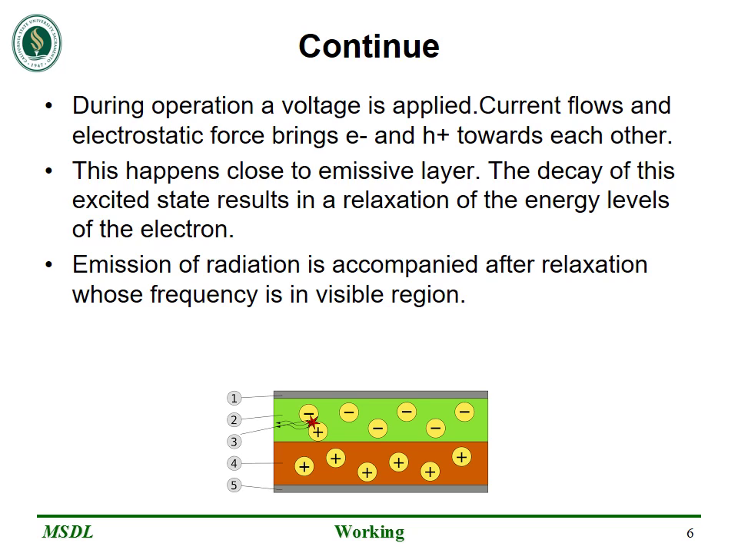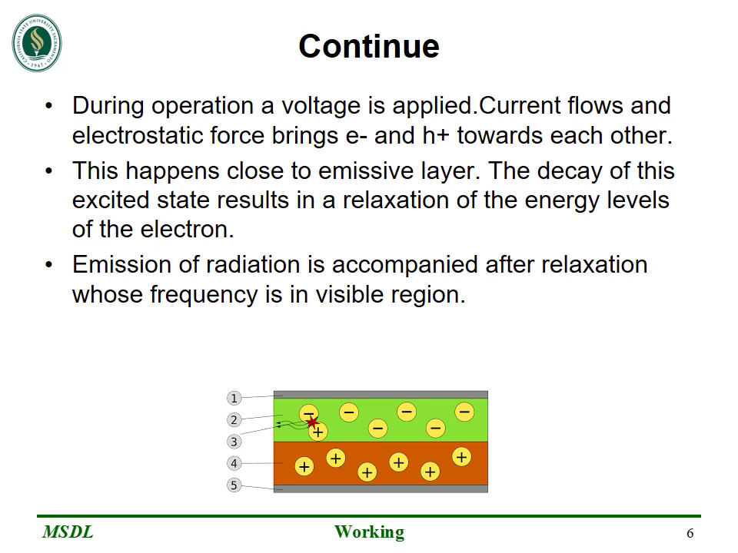This happens closer to the emissive layer because in organic semiconductors, holes are generally more mobile than electrons. The decay of this excited state results in a relaxation of the energy level of the electrons, accompanied by emission of radiation whose frequency is in the visible region. The frequency of this radiation depends on the band gap of the material, in this case the difference in energy between HOMO and LUMO.